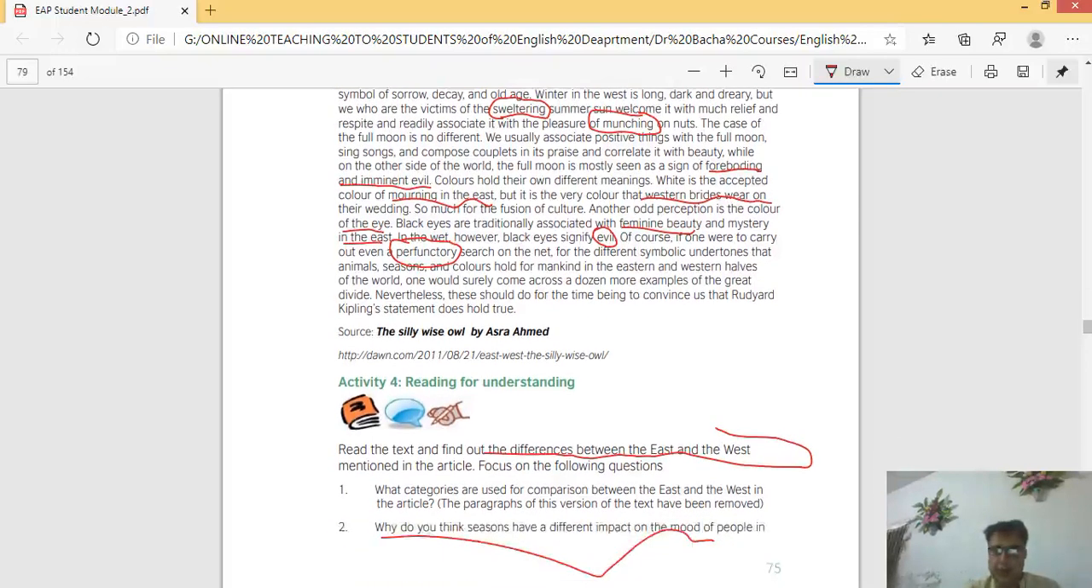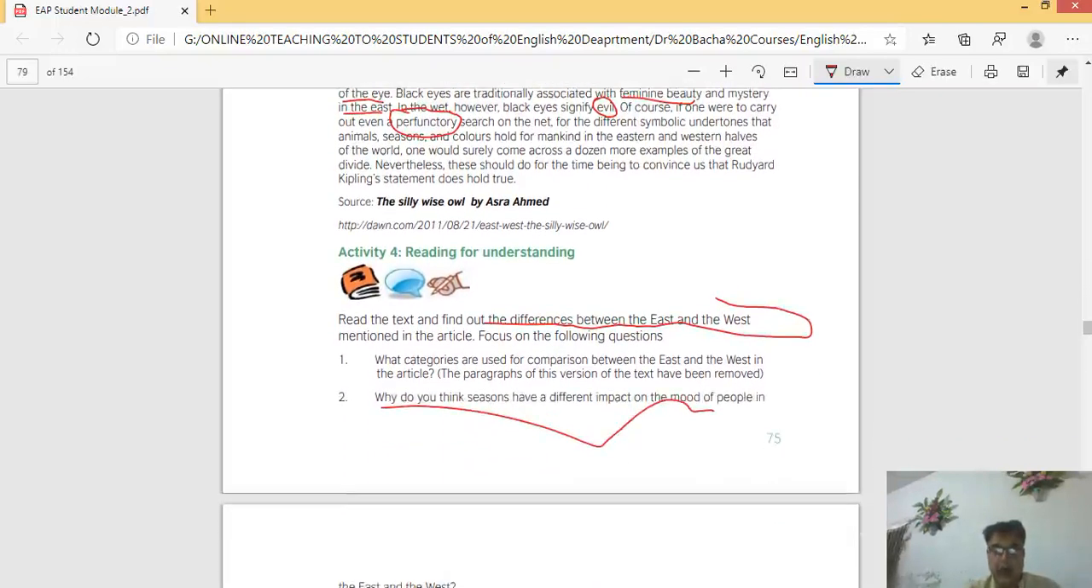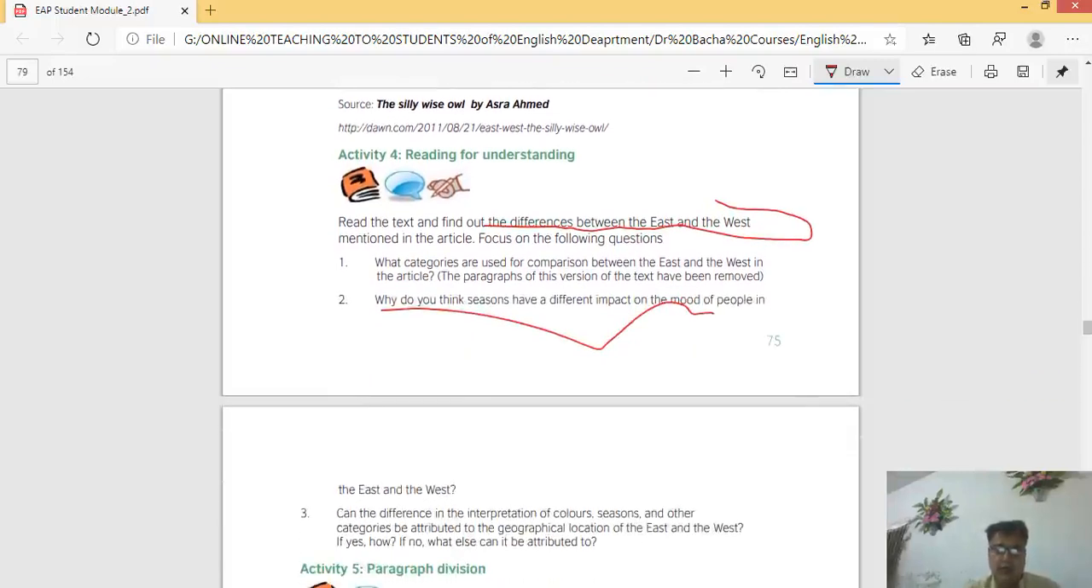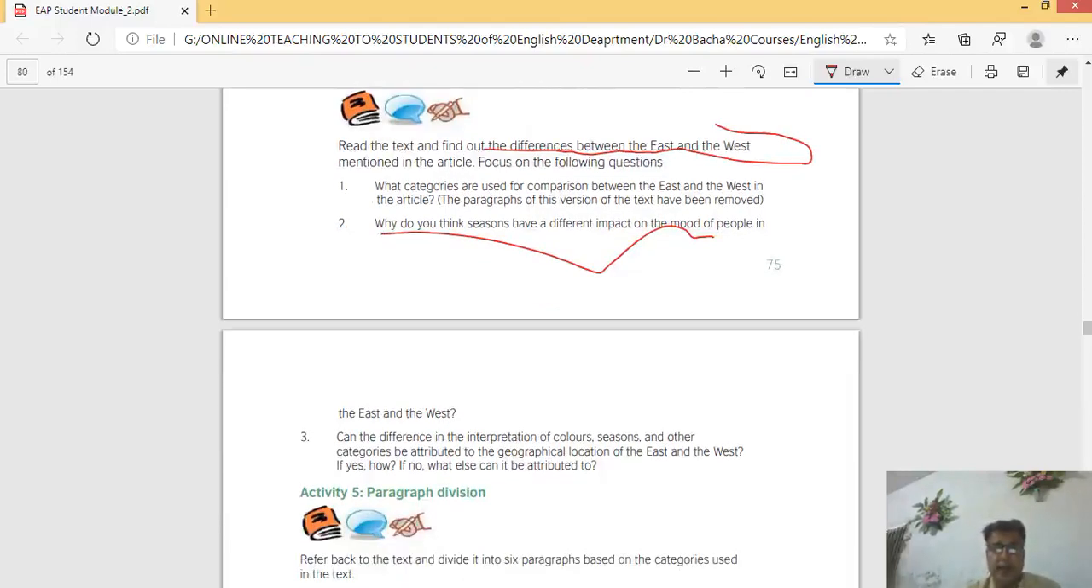I hope you understand the paragraph, and I hope you will read it. Now you will do your reading for understanding. You will do these things yourself. Read and find the differences between the east and west mentioned in the article. You have to come up with the differences, and you have to attempt the following questions. For example, what categories are used for comparison between east and west in the article? You have to look at this, understand it, and analytically examine it.